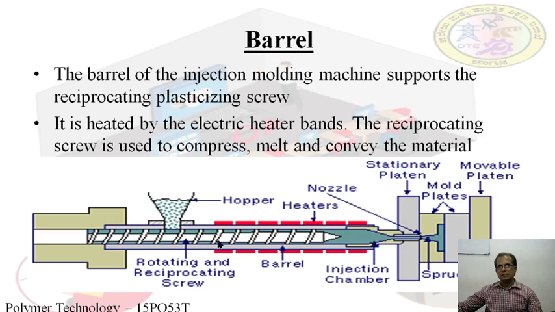And the screw is placed inside the barrel as shown here, and feed hopper is here from which the material enters into the barrel, and this is the arrangement for rotating the screw, and this is the melted mass, and this is the mold in closed position. This is the movable platen and this is the stationary platen. This is the nozzle and screw arrangement for charging into the mold.